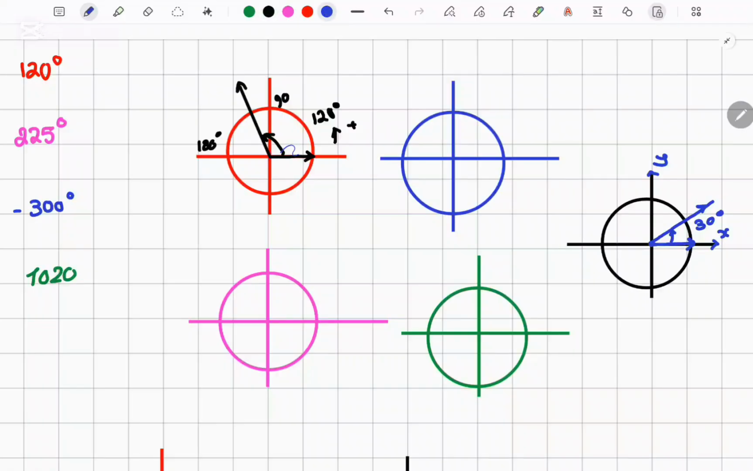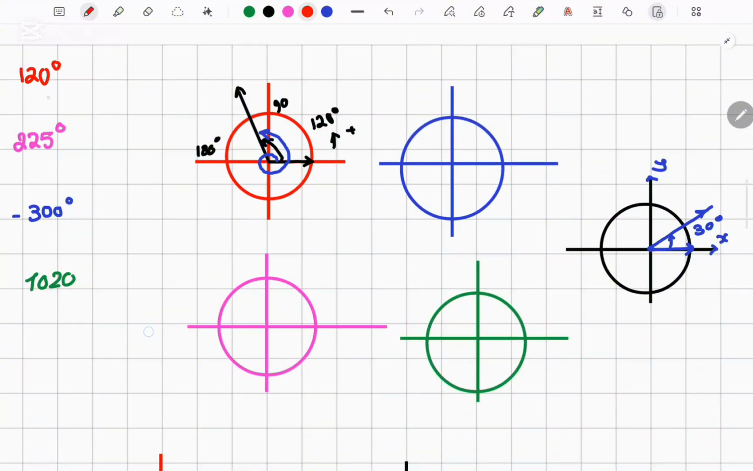So I have a question. If I go one full round and I go this much more, will I end up in the same place? Yeah, I will, because one full round will just give me this much, and if I go this much more, which I know is 120 degrees, I'm going to end up in the same place. So the first positive coterminal is going to be 360 plus 120, right? Which is going to be 480, right?